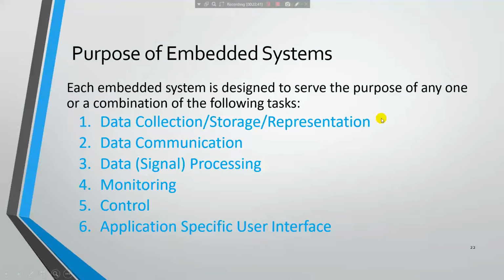So next is the purpose of embedded systems. Now, what is the purpose of embedded systems? You can see here, it is designed to serve the purpose of one of the applications or a combination of tasks. It may be data collection, storage, representation, data communication, or data or signal processing. It can be monitoring, it can control, or it can also have an application specific user interface.